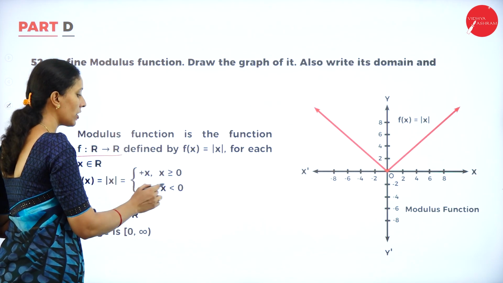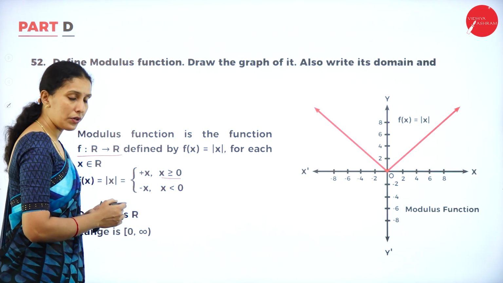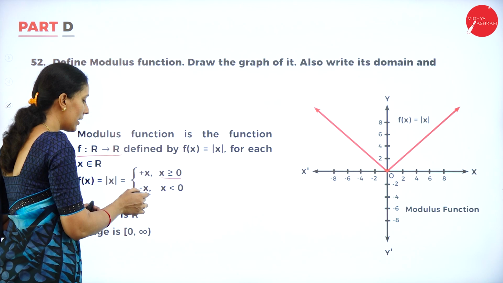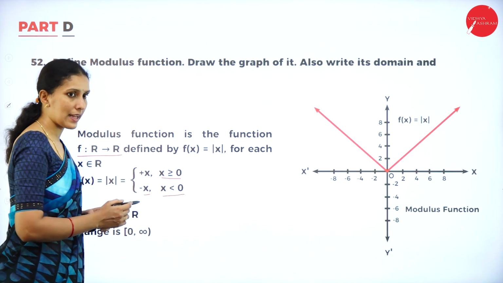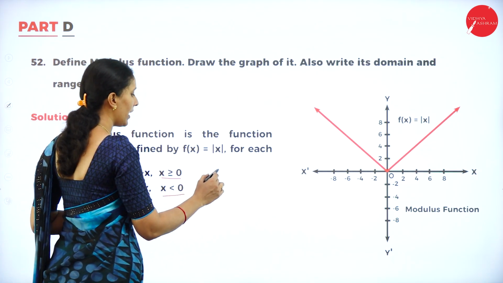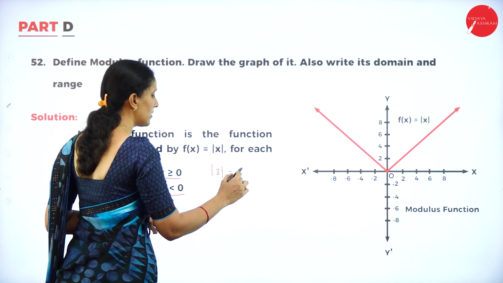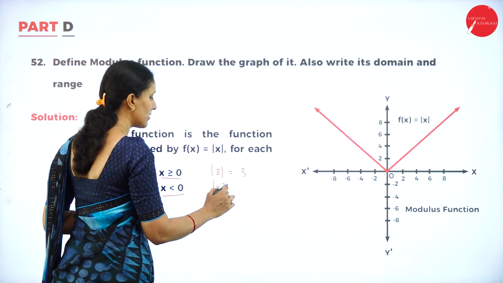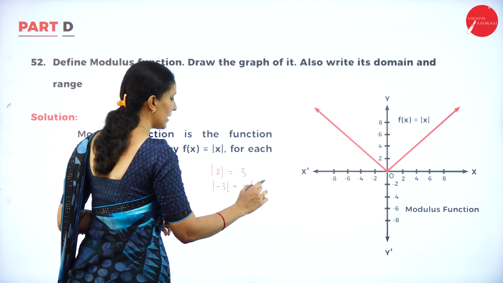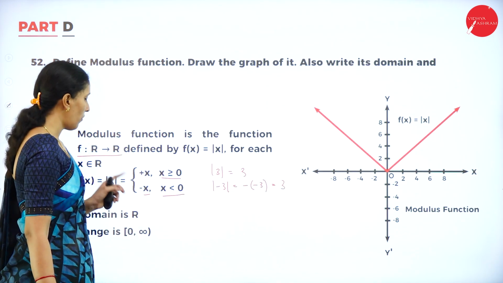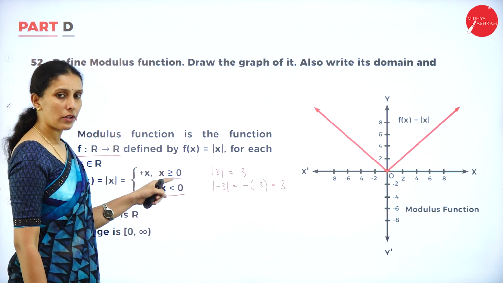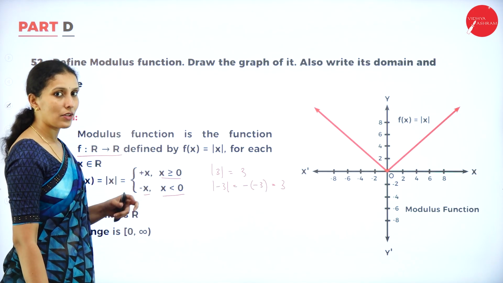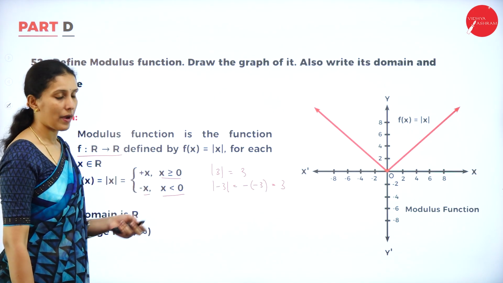It is positive for all x greater than or equal to 0, and we will make it as minus x for x less than 0. That is, if you take 3, then it is 3 only. Suppose you take minus 3, then we take minus of minus 3 and make it positive. So for x greater than or equal to 0, it is x. For x less than 0, we take it as minus of x.